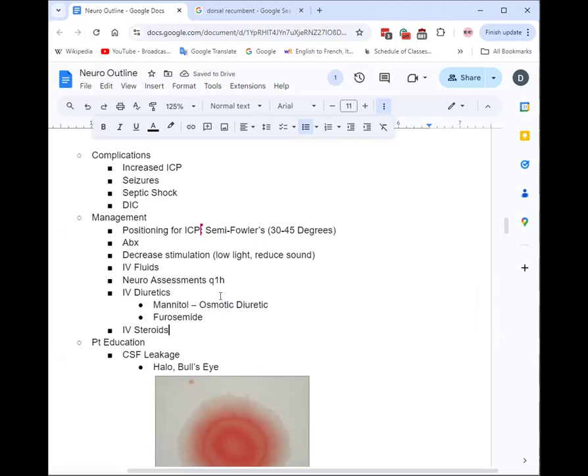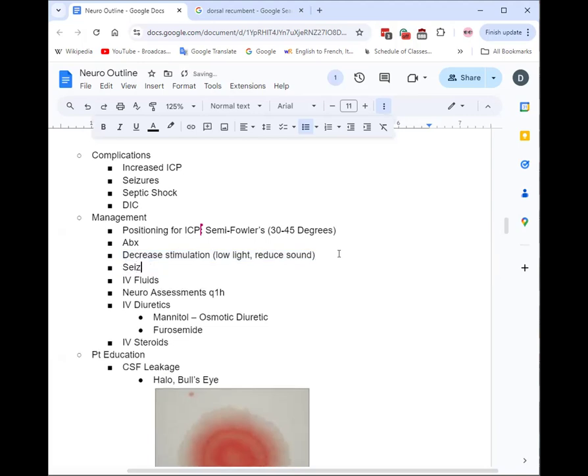Good. Something else we mentioned is that patients at risk for, or rather, I'll actually let you guys figure it out. So, why do you want to decrease stimulation? What can you end up causing if patients are overstimulated, too much going on, too much light, too much sound? Your brain has pressure on it. Yeah, seizures. So you can think about seizure precautions.